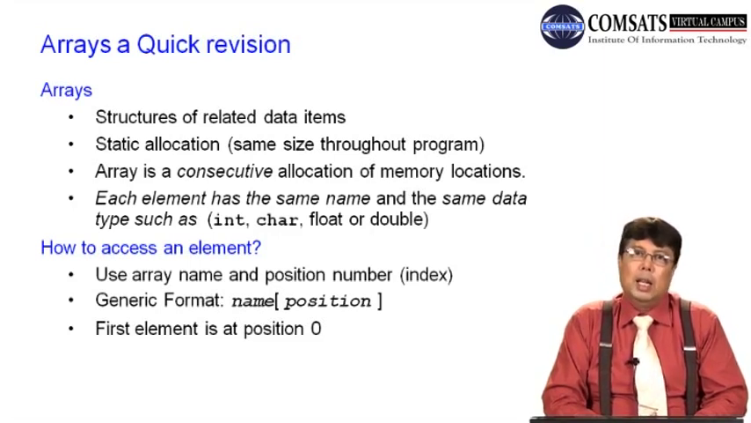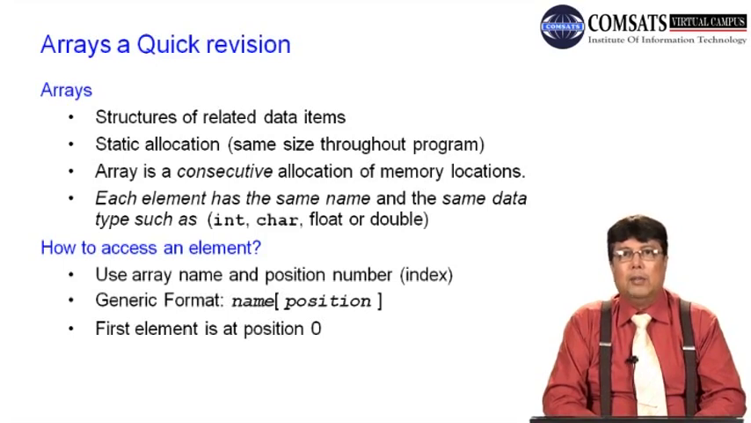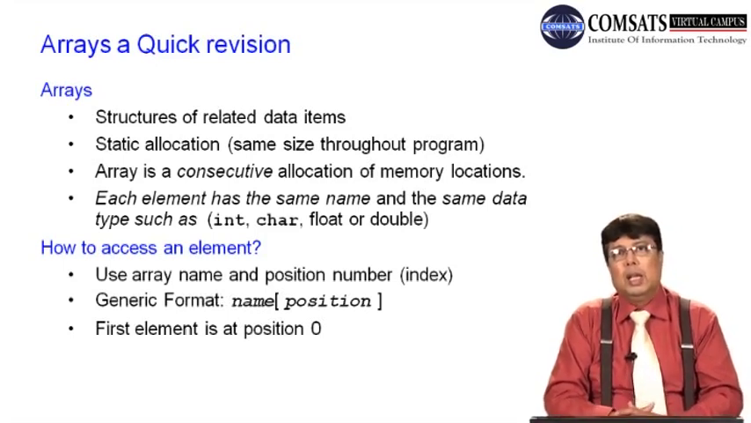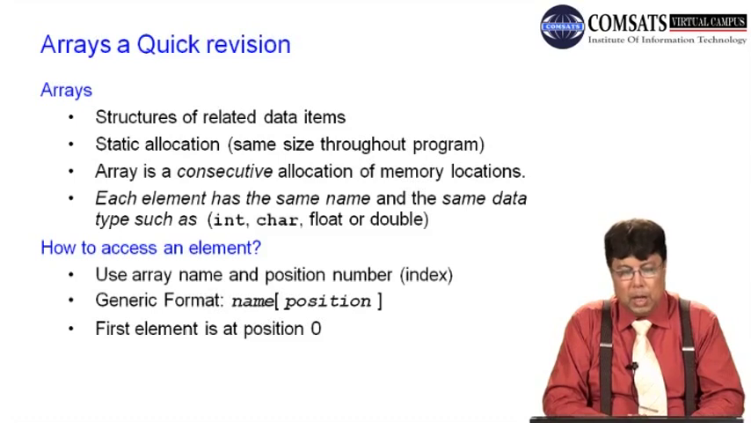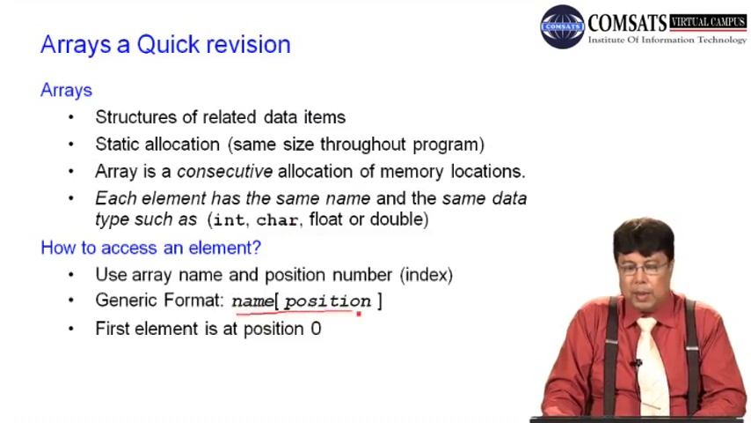How do we access the data elements of an array? We use, obviously, the name of the array and the index number. This index number is identified in square brackets, and within the brackets we use the index variable. So the generic format of an array is basically the name and the square brackets, then the position.